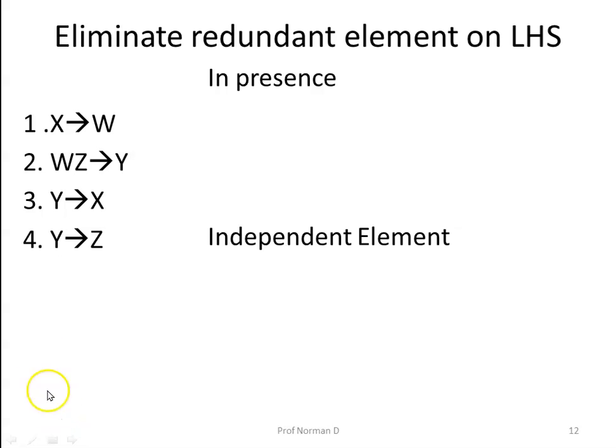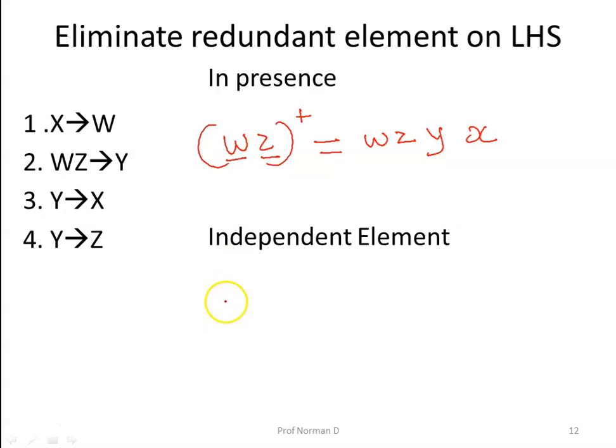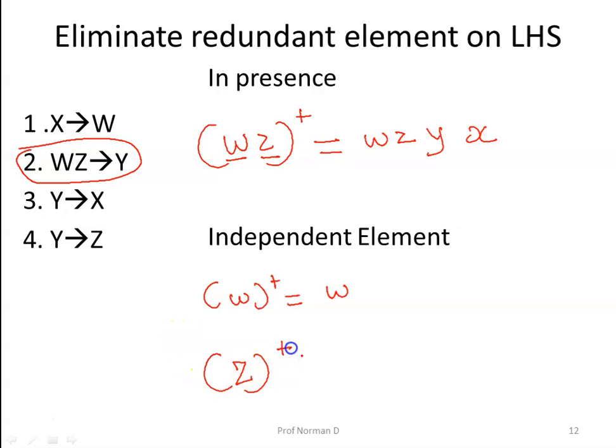The first thing we will do is calculate the closure on this particular FD, closure on WZ. When we calculate the closure on WZ, we get WZ, Y and X. Next, we have to take each element and calculate the closure on it. When we calculate the closure on W, the output that we get is W. Here we do not consider this FD. And then we calculate the closure on Z, and we get Z.